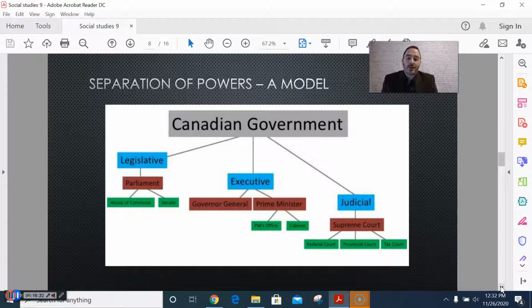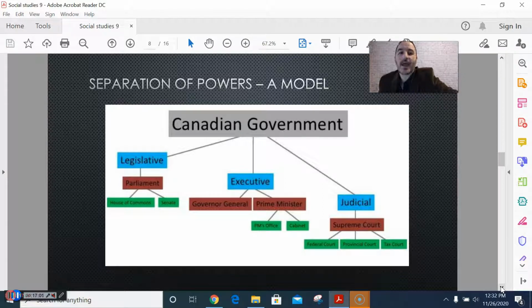So this is a model, guys, that looks at the Canadian separation of powers, right? It looks a little bit like what you saw in the Canvas pages subsequent to this, right? So in general, guys, look, you need to know basically who's in what branch. Okay, you just do. It's basic knowledge that you should have as a social studies student here in Alberta.